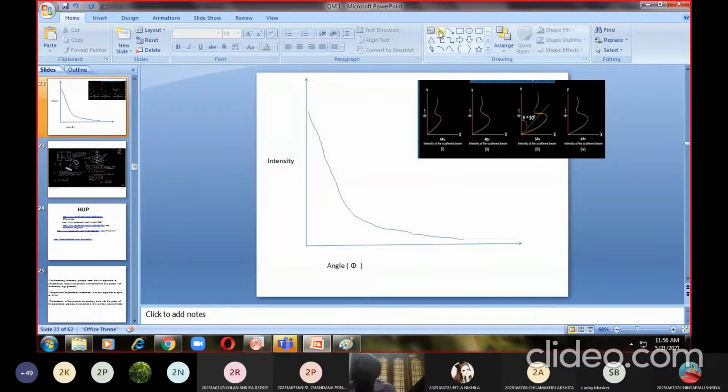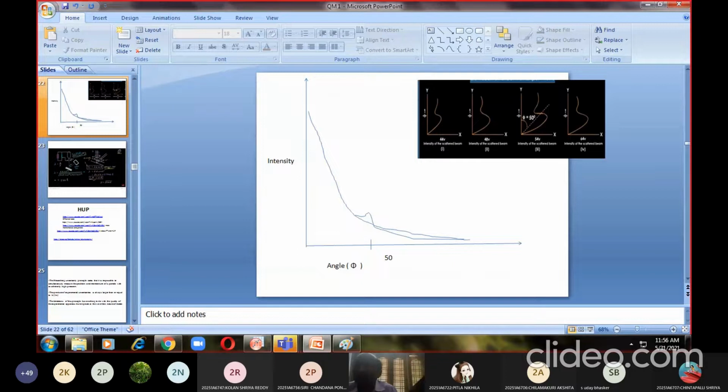But what is found is, at 50 degrees, I found something to be different. What is that? What I found is at 50 degrees, I found a small bump. That means at 50 degrees, I found a small bump.